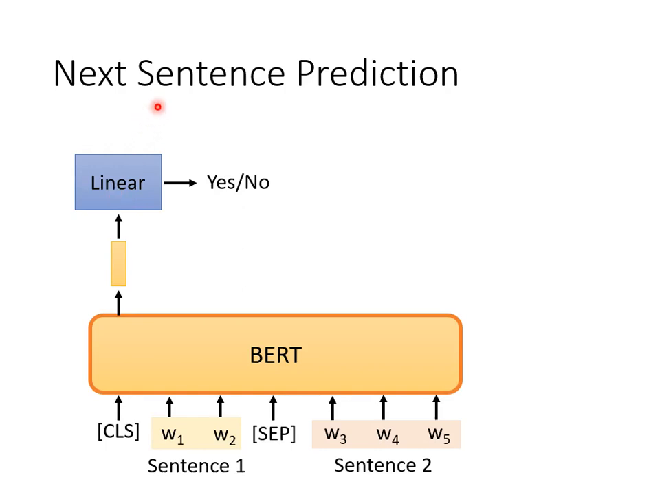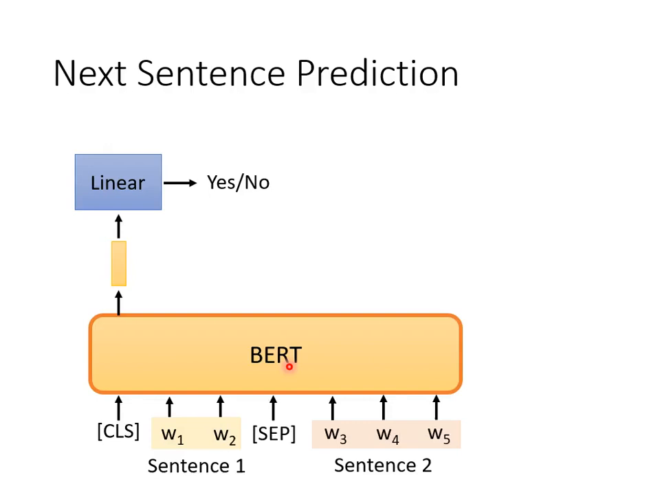So we need to predict whether the second sentence is the subsequent sentence of the first one. If the second sentence is indeed the subsequent sentence, we need to train BERT to output yes. When the second sentence is not the subsequent one, BERT needs to output no as the prediction.